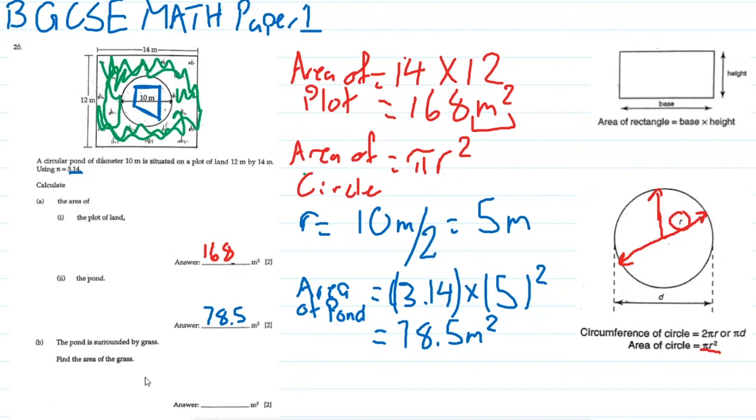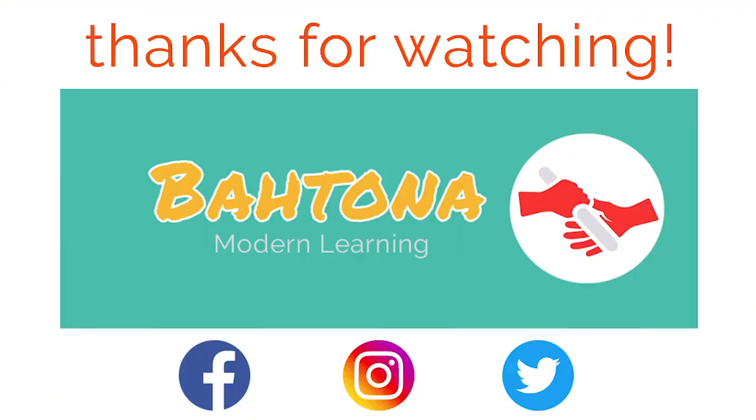So let's do it. The area of the grass is just going to be 168 minus 78.5. And that's going to be equal to 89.5. And remember, they put it there for you, but the units are not meters per second, but meters squared. So that's how you solve this problem.